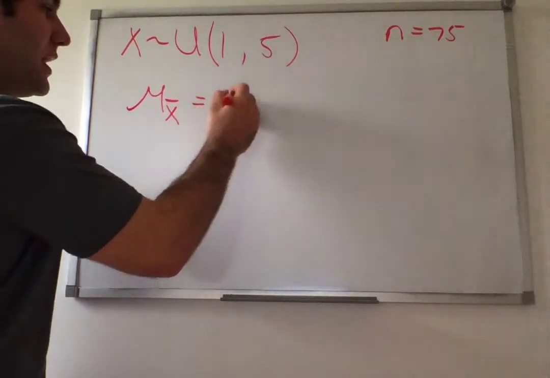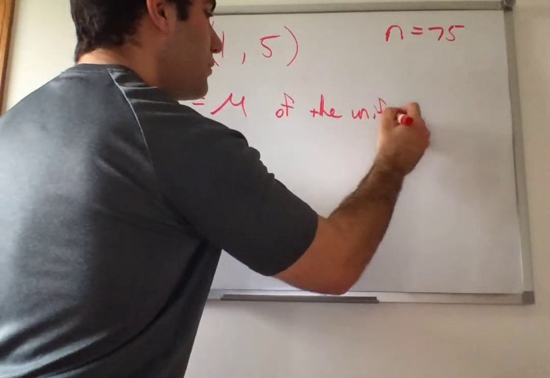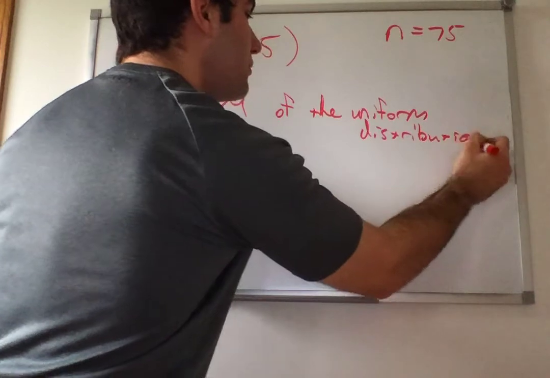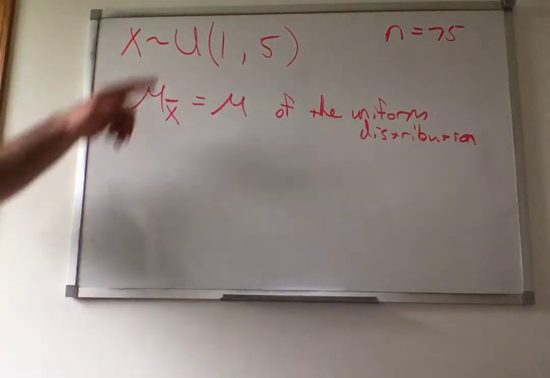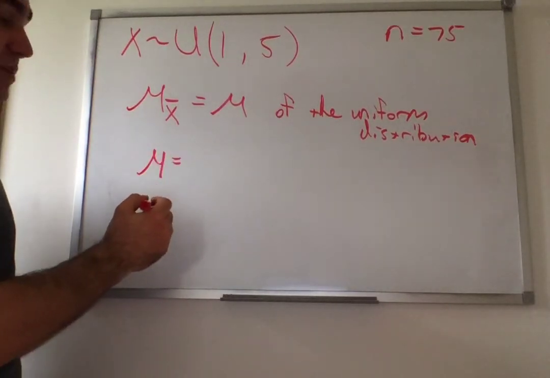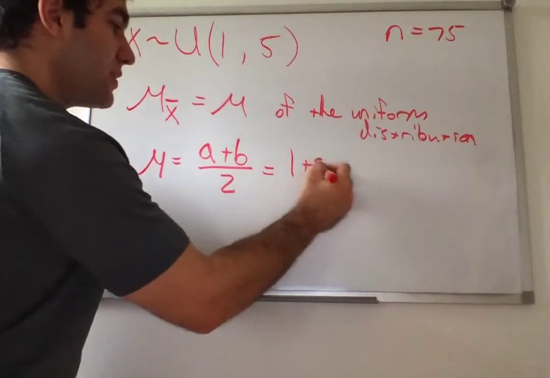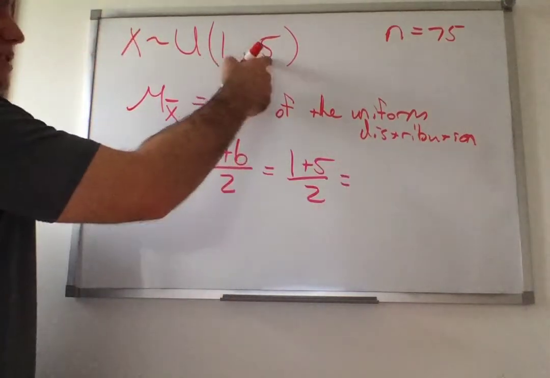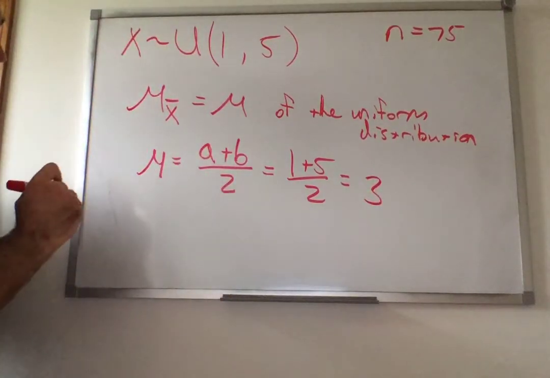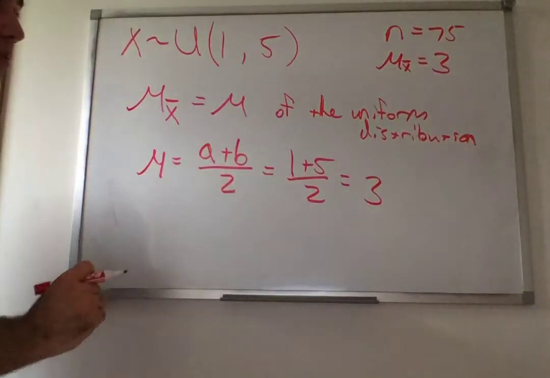Well, this is going to be equal to the mean of the uniform distribution. So that means I need to find the mean of the uniform distribution. If you recall, the average of the uniform distribution is A plus B divided by 2. 1 plus 5 divided by 2. Here's my A, here's my B. That's 6 divided by 2, or in other words, 3. So we've got the mean of our sampling distribution equaling 3.